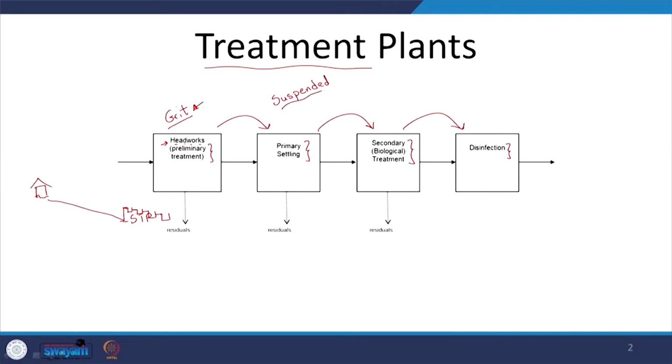And in primary settling, we are going to remove the relatively finer but suspended particles. Here we are going to remove the suspended particles, primary treatment. And in secondary, which we refer to as biological treatment, we are going to remove the dissolved organics. Mostly the focus is on dissolved organics. Here in disinfection, what is it that we are trying to take care of? The pathogens, yes. So, that is what we have.